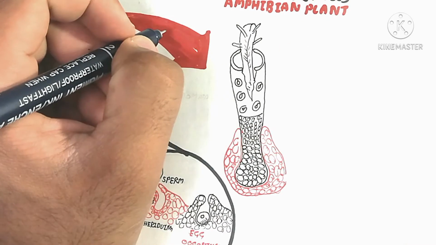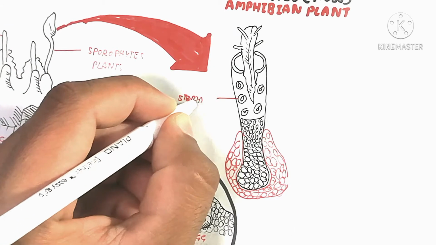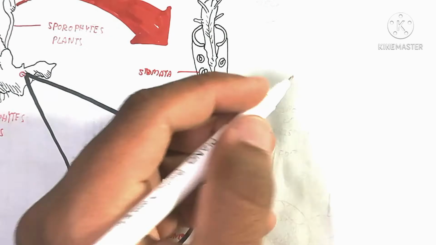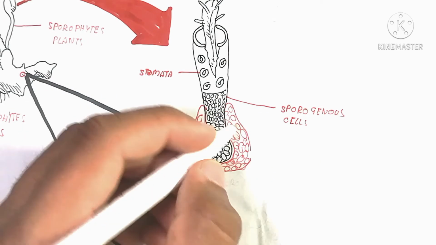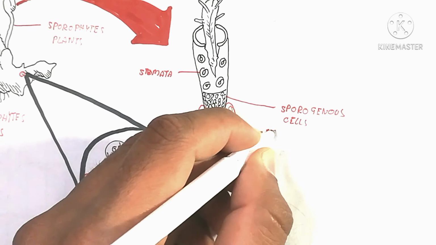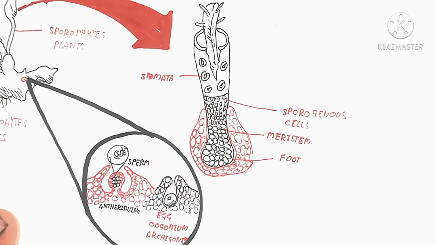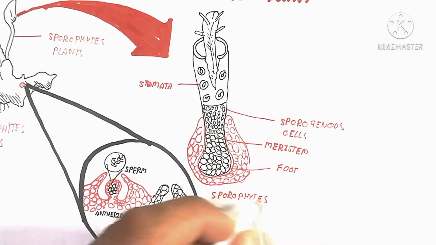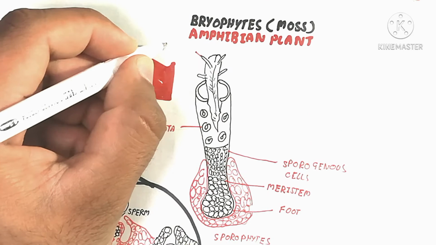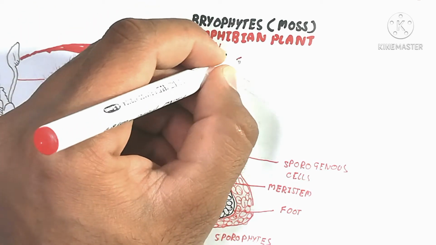meristem, sporogenous cells, and here is the stomata. Why are stomata present on the stem? Because the stem is green, not woody, and leaves are not more prominent, so the stomata are all over the stem. Some other plants also have this, but in bryophytes it exists obviously.